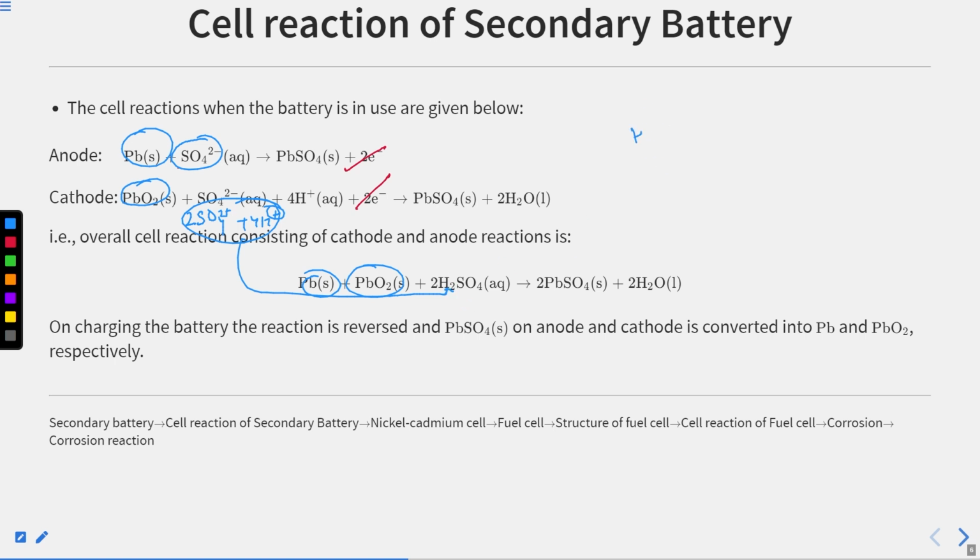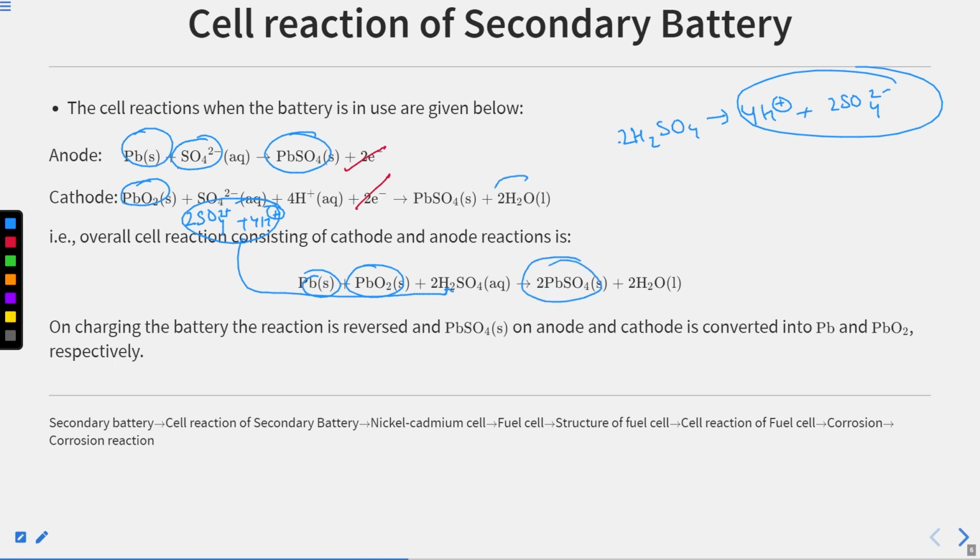So you can just imagine it, very easy to imagine. Imagine 2 H2SO4 will have how much H plus? 2 into 2, 4H plus, and 2 SO4 2-. These 2 are present here, so they can add and give you 2 H2SO4 in aqueous form. Then on the right side we have this PbSO4 and 2H2O. So this is our overall cell reaction that would happen inside a lead battery.